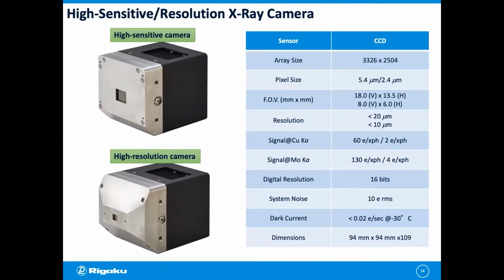These pictures are detectors for XRTmicron. We have two types of detectors. The difference between the two cameras is pixel size and resolution. These cameras are manufactured by RITE, Rigaku Innovative Technologies Europe. The pixel size of the high-sensitivity camera is 5.4 micron, and that of the high-resolution camera is 2.4 micron. We can select these cameras to use in the XRTmicron system.